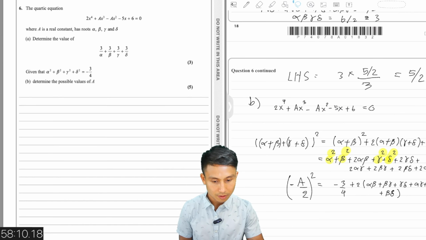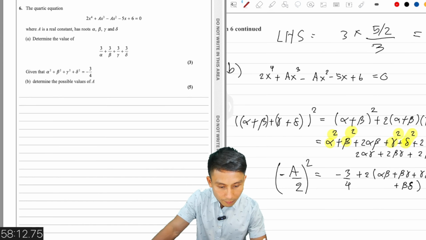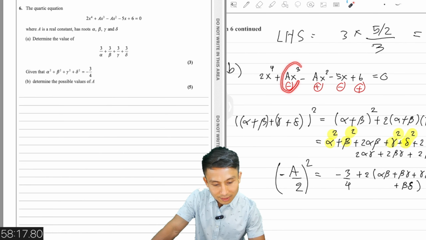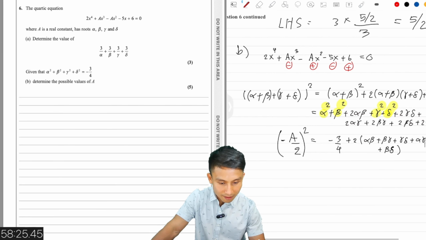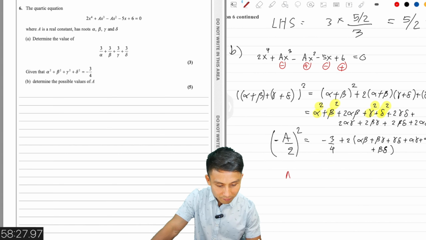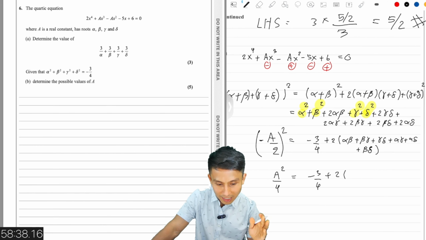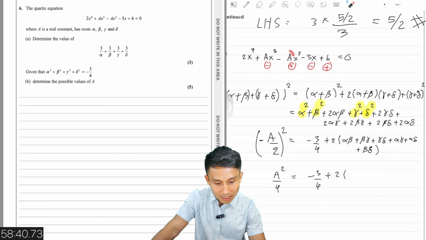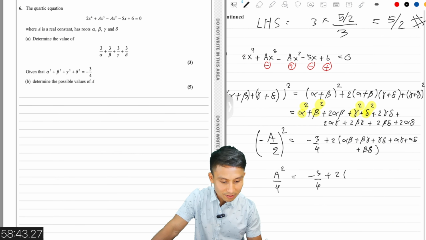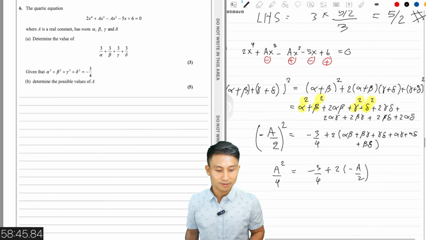Minus plus minus plus. So the sum of one root is this. The sum of two roots would be minus a, because this is a plus, so we don't change the sign. So minus a over 2. Yeah, basically. So we just have a squared here first. Just expand that, over 4 equals minus 3 over 2 plus 2 times the sum of two roots multiplied, which will be minus a over 2. Well, same thing, yeah? Okay, there you go.